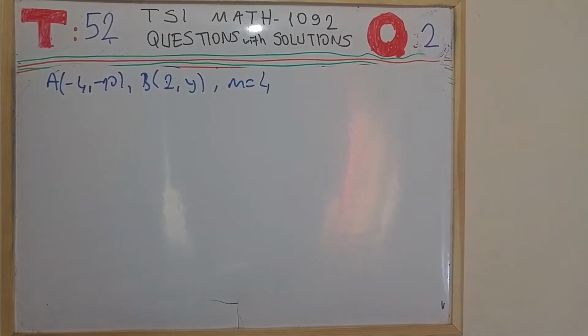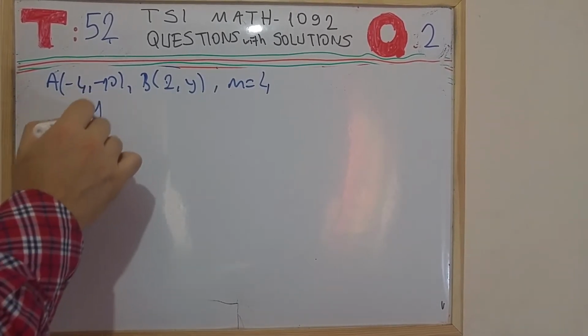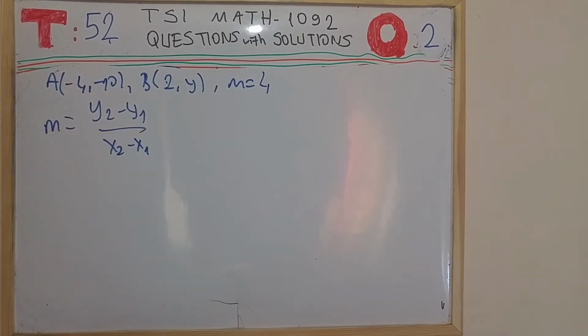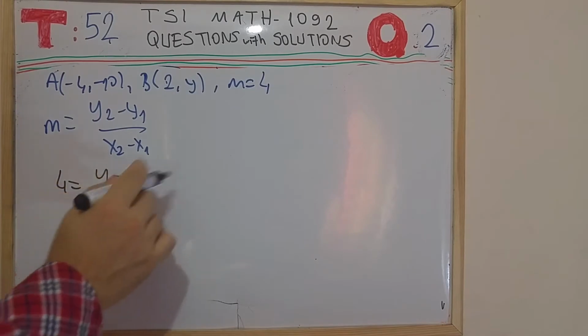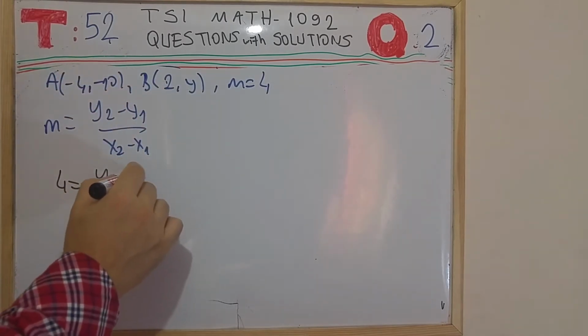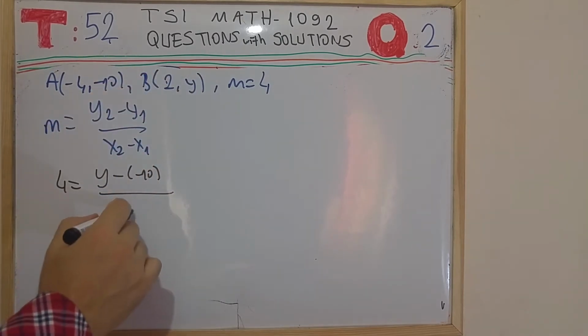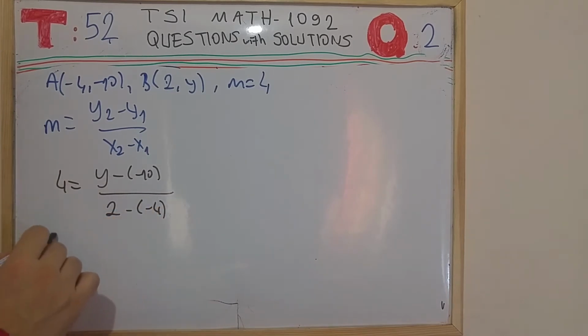Once again, we should remember that the slope is equal to y2 minus y1 over x2 minus x1. Let's replace the values that we have. The slope is equal to 4, y2 is y, y1 is minus 10, over x2 is 2 minus 4. So what we have is 4 is equal to y plus 10 over 6.